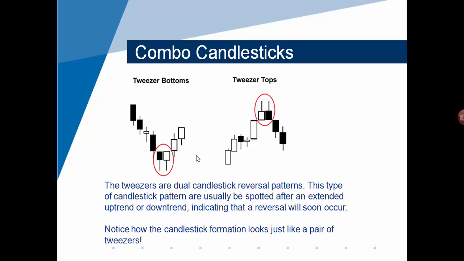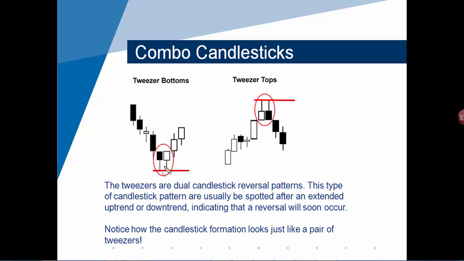Another set of candlestick patterns that are not all that significant, but they can be a good signal, are your tweezer tops and tweezer bottoms. Now, the tweezers are dual candlestick reversal patterns. This type of candlestick pattern is usually spotted after an extended uptrend or downtrend, indicating a reversal will soon occur. Notice how the candlestick formation looks just like a pair of tweezers. So one thing to keep in mind is that the depth of the shadow itself should be of equal length, and the height of the wick should be of equal length to your previous candle.